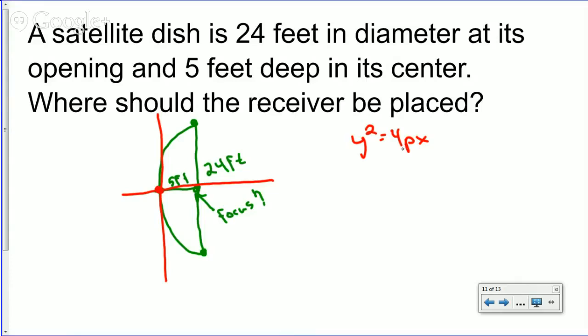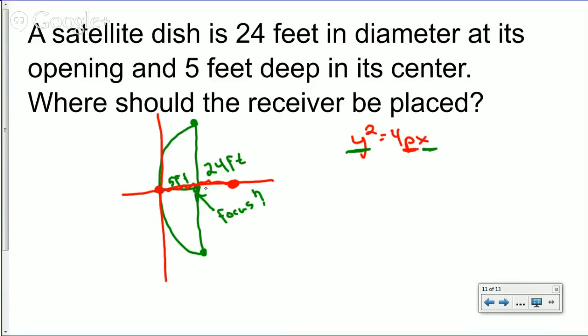Okay, so I don't know what P is. That's what I'm looking for. I'm looking for, where is this focus? Let's say it's out here. I'm looking for this distance between the vertex and the focus. So since I don't know what P is, I have to know an X or a Y.